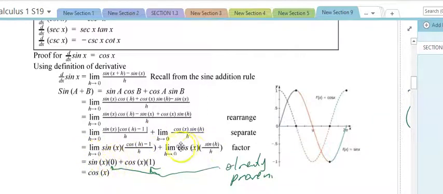And also the sine of h over h looks like the sine of theta over theta, or the sine of x over x that we looked at earlier. So the limit of that was 1. So then we have sine of x times 0, which is just 0, plus cosine of x times 1, which leads to cosine of x. And that's the one that we proved. If you look at the graph of it, you can see it probably more clearly.